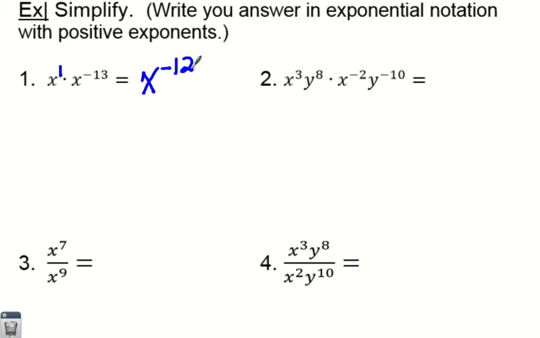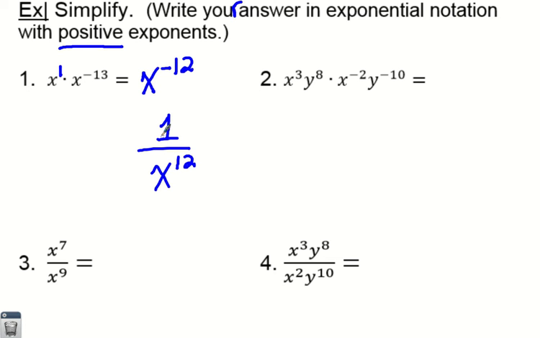Now, the directions, maybe I should have read this out at first: write your answer in exponential notation with positive exponents. So this negative exponent is no good. So how do we make it positive? We drop it down to the denominator, and the numerator would be 1.